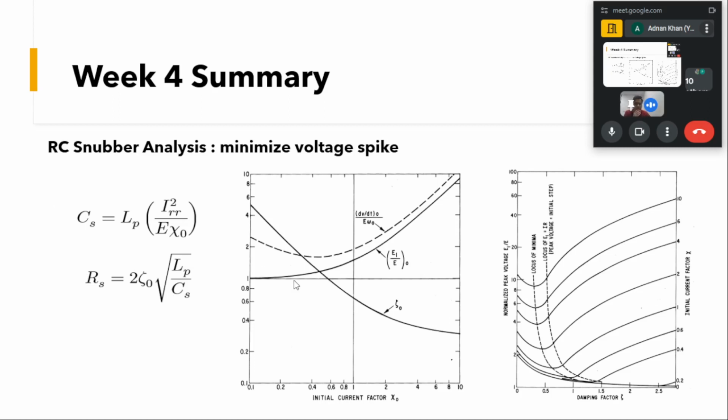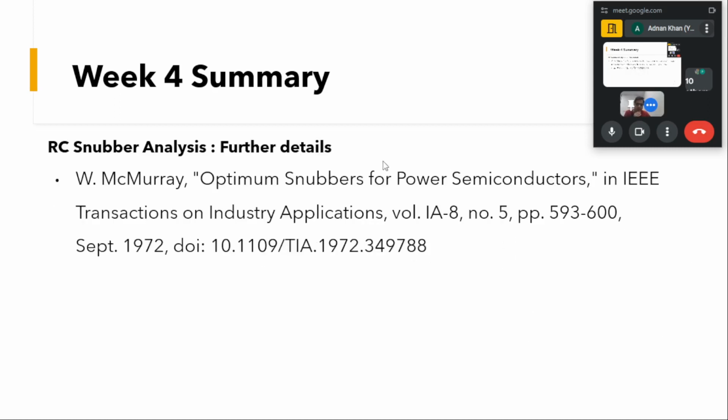This was about the snubbers that have been discussed in this week. The detailed analysis of the RC and RCD snubbers discussed during this week is given in this paper. If you go through this paper, the whole analysis has already been discussed in the course, and ma'am has already told that you can go through this paper for the detailed analysis. So this was about the snubbers.